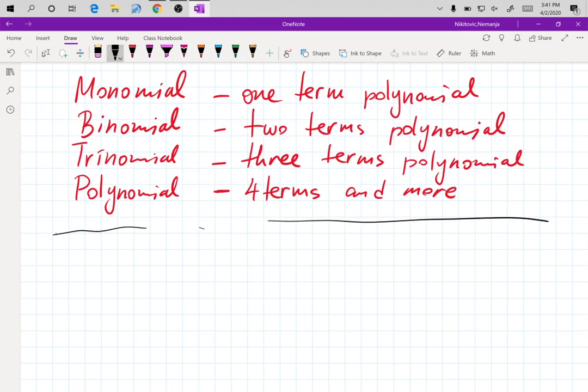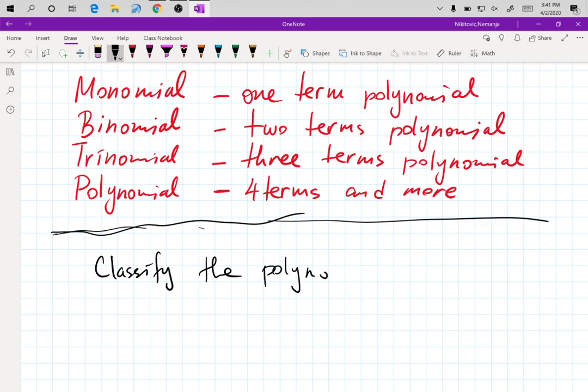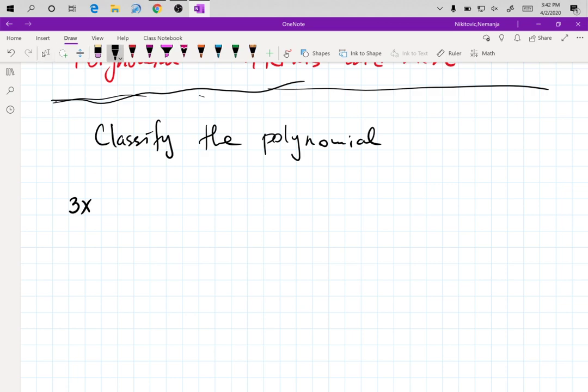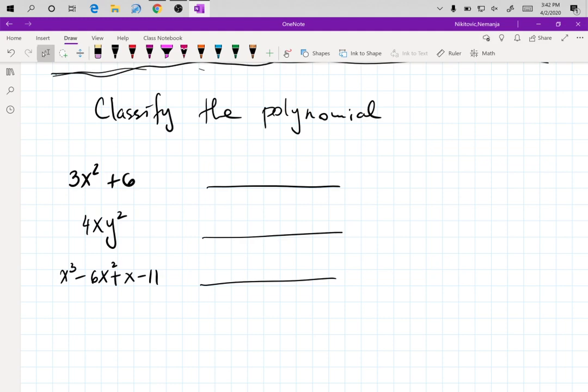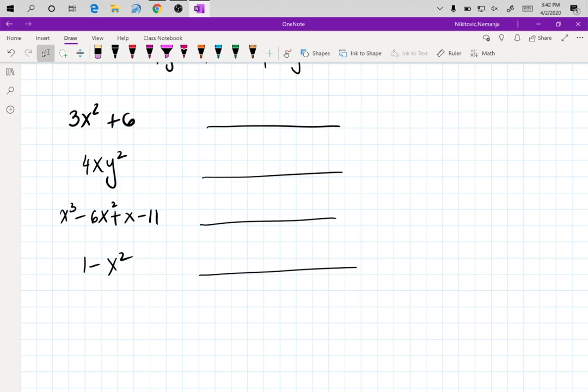So what do you expect in terms of the problems that contain terminology? Here, classify the polynomial. You get 3x squared plus 6 and something to write on the line. You get 4xy squared. You get x cubed minus 6x squared plus x minus 11. 1 minus x squared. Let's do one more, one that you will see many times: x squared plus 5x plus 6. You get to write something on the line.